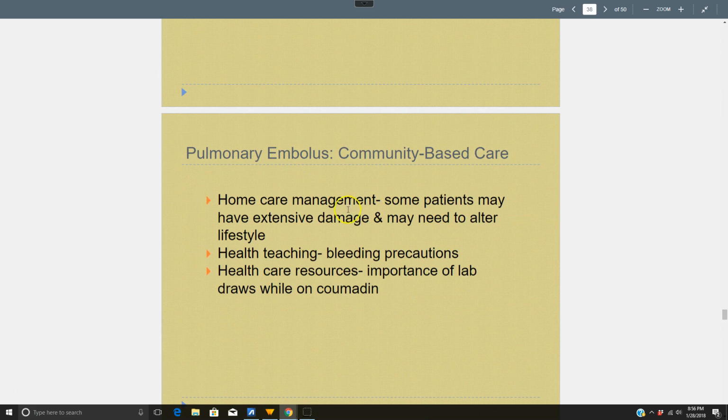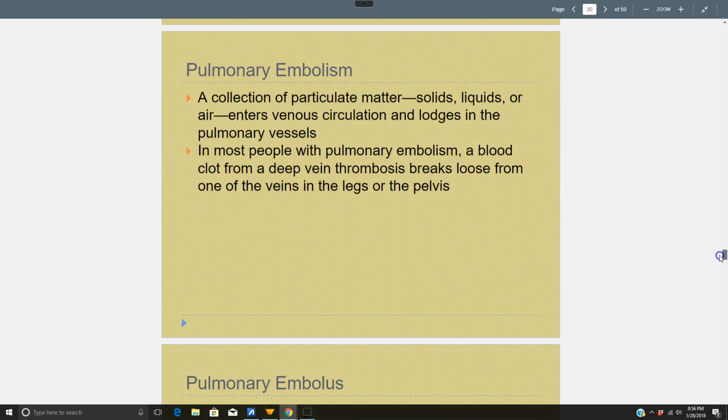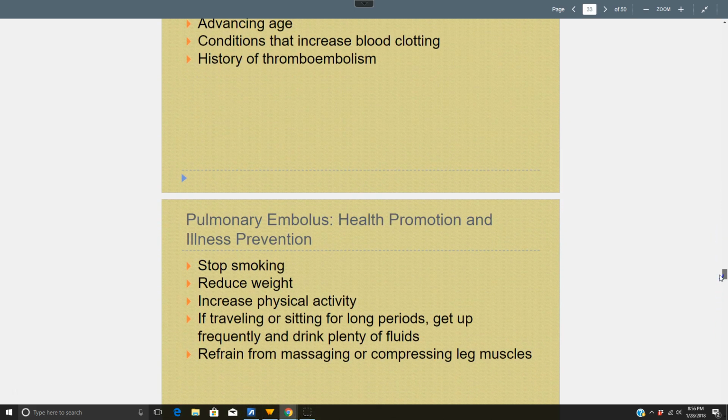Okay, so a lot of home care management as well as health teaching and health care resources. If they're on Coumadin and they go home on that, the importance of coming in and having their INR done. Okay, so that's all you need to know from this slide. As far as from chapter 32 on care of critically ill patients with respiratory problems, PE is the only thing you need to know from that.